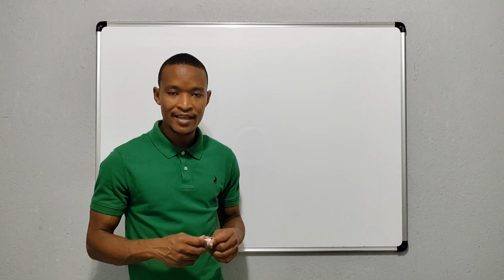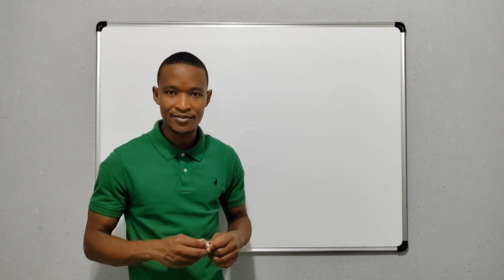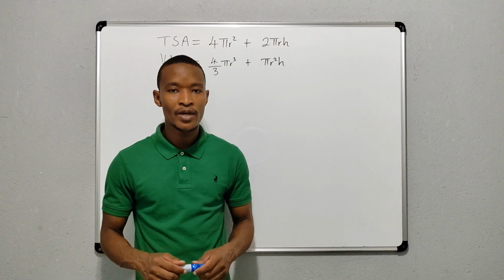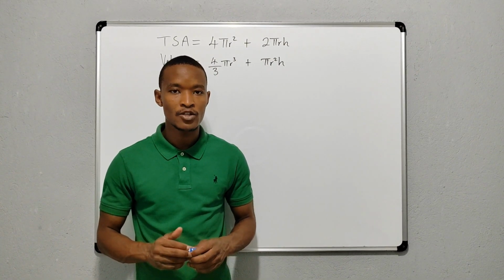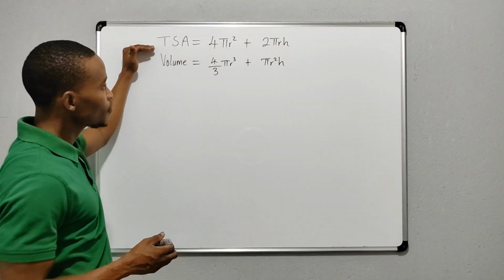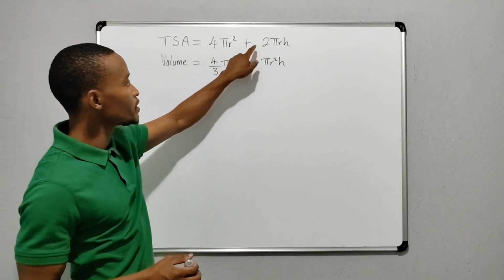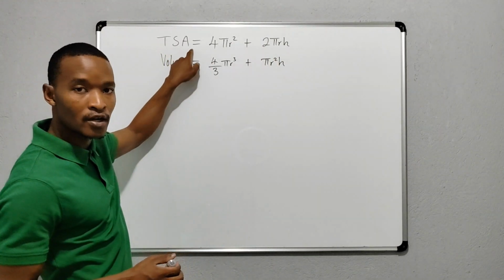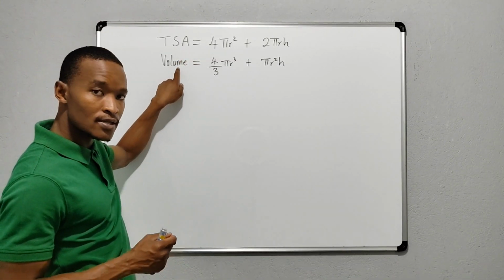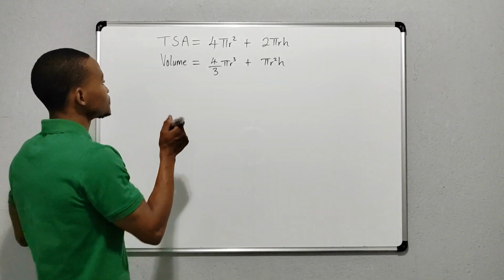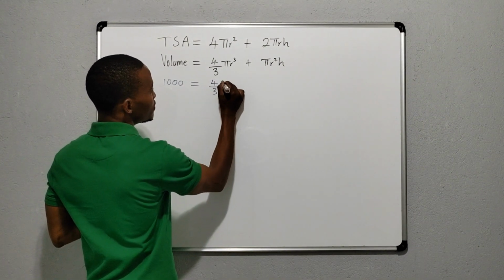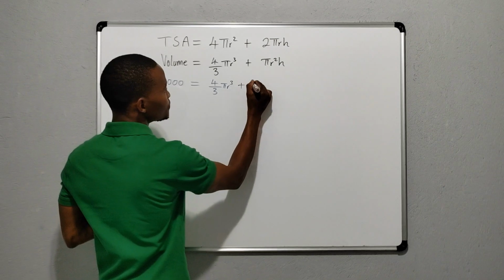All right, so let us take a look at question 10. Here you go. We are given the context such that there are two quantities involved, and that is volume and surface area, as you can see. We are asked to find the value of the radius such that the total surface area of the tank will be at a minimum. Are we given the volume? Yes, it is 1,000 cubic meters. So we're going to substitute it there and leave that as it is for now.